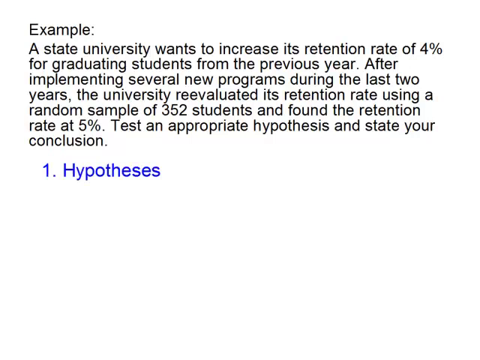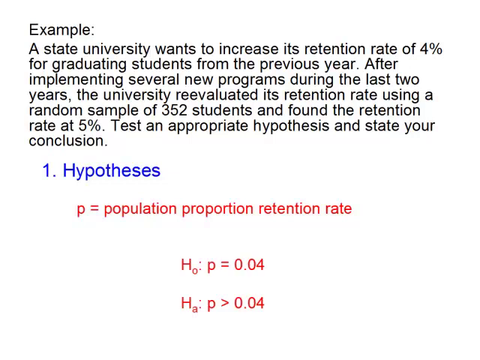Step 1, we need to develop our hypothesis. So our population parameter is p, and it equals the population proportion retention rate. Our null is p equals 0.04, with our alternative being p is greater than 0.04.